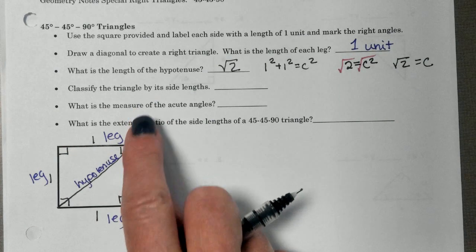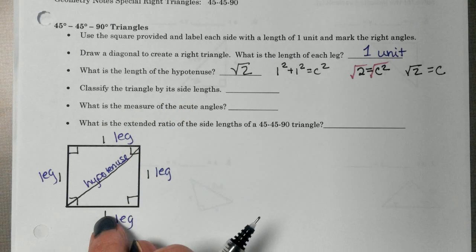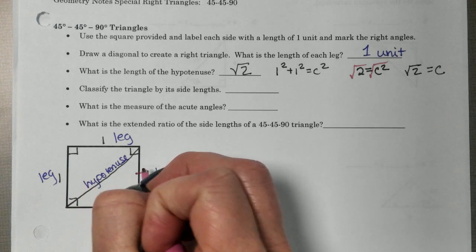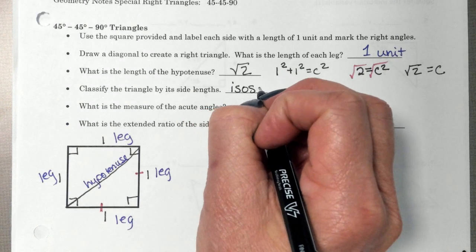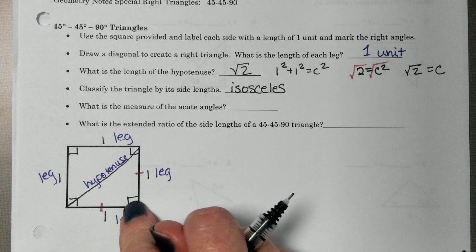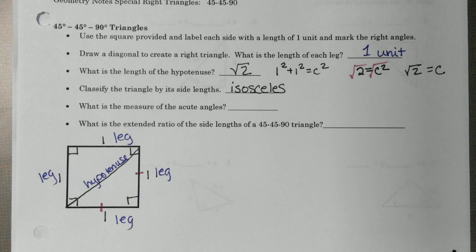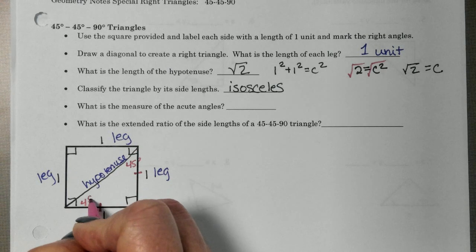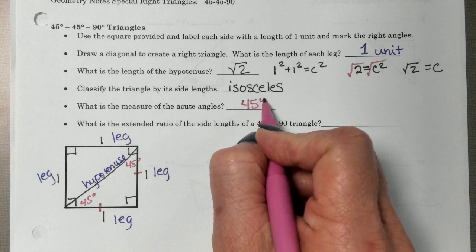I want you to notice that this special triangle, it says to classify it by its side lengths. Well, if we see that we have 2 congruent sides, remember last semester we talked about isosceles triangles. Isosceles triangles have 2 congruent sides. This is an isosceles right triangle. And when you have an isosceles right triangle, you also automatically know the acute angles, because that is 90 degrees cut in half, so those are both 45-degree angles. So the measure of your acute angles is 45 degrees.